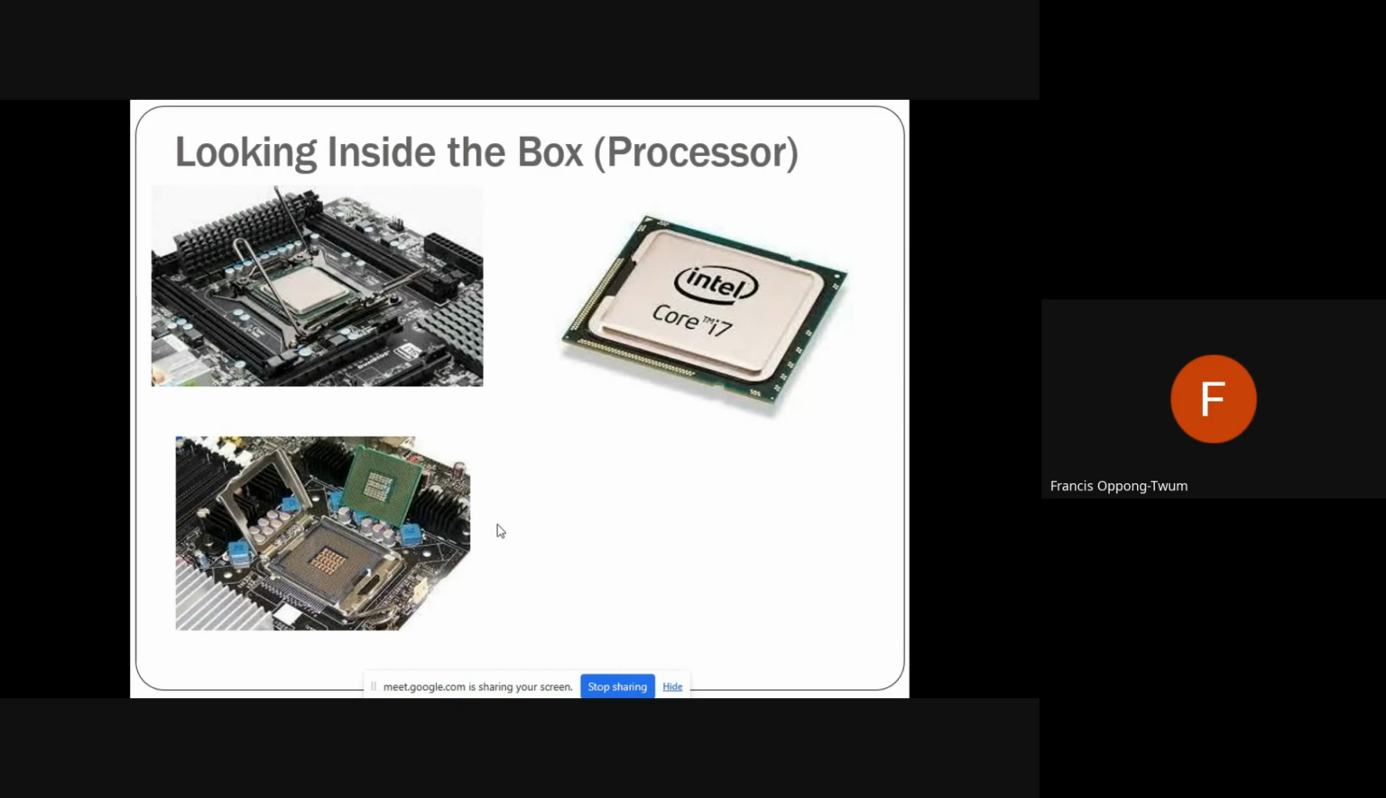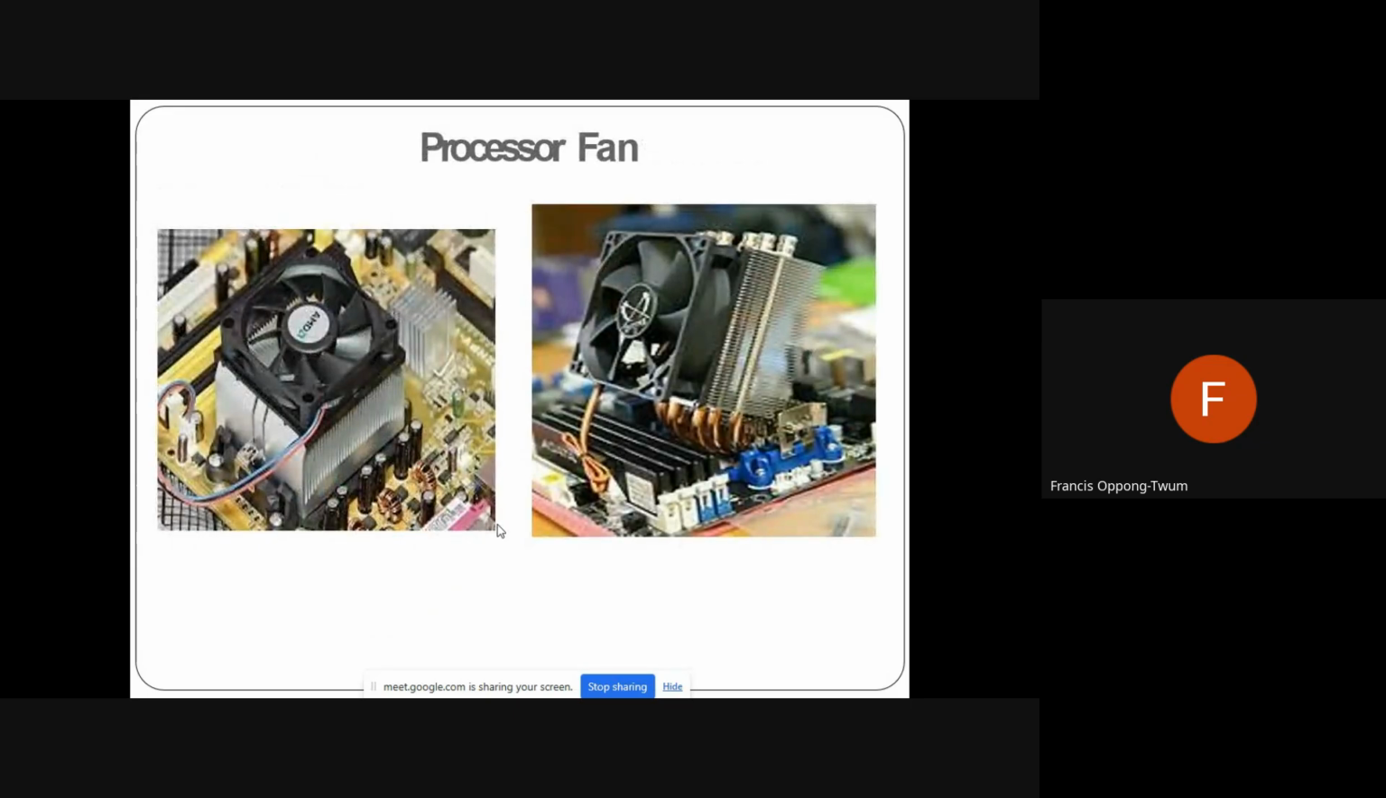This processor also generates a lot of heat, because it is the central processing unit, and when everything about the computer's processing is being done there, it is going to generate some heat. Because of that, on top of most processors we have what we call the processor fan. Can we see the fan too? The fan is always on top of the processor. This is what you call the cooling fan or the processor fan. Please, can you all see it?